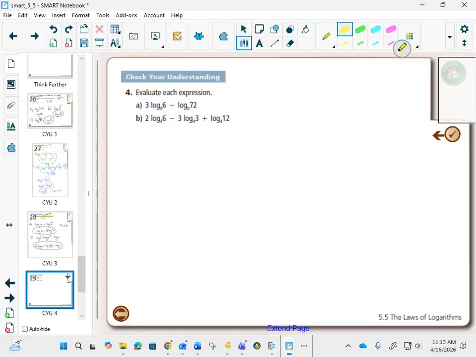Take out my highlighter on this one. This time, the key word here is evaluate. Evaluate means we want to get a number as an answer. Is this calculator or non-calculator? We're going to do these without a calculator.